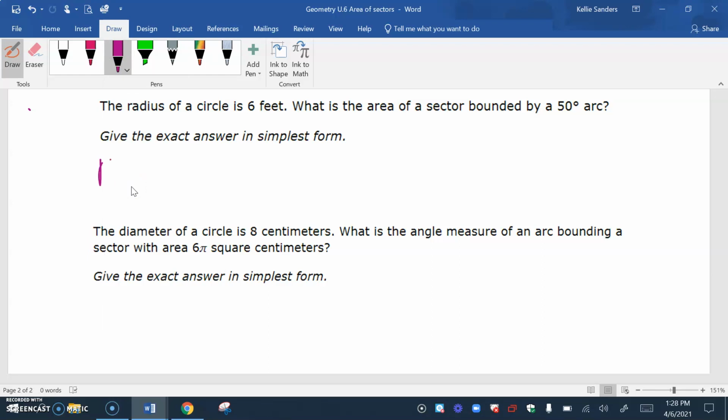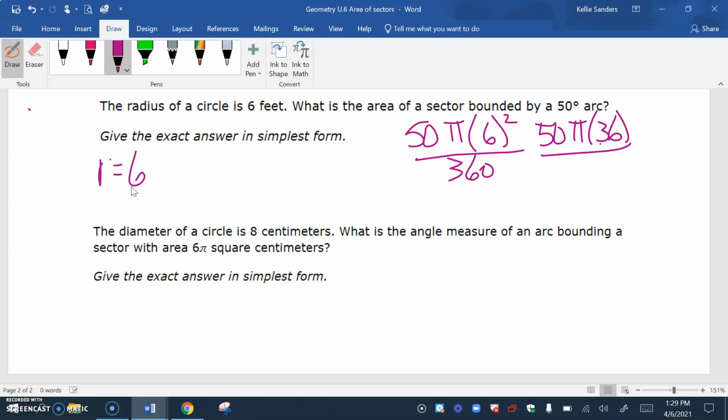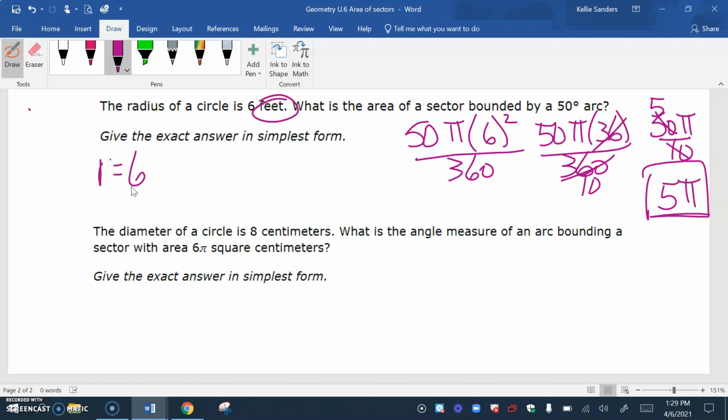Radius is 6. What is the area bounded by the 50 degree arc? So we have our degrees, and we're looking for the area. So 50 pi times 6 squared all over 360. 50 pi times 36 over 360. Those will cancel. So it'd be 50 pi over 10. Those would cancel, and we would be left with 5 pi. And whatever 5 times 3.14 is would be square feet, because we're looking for area.